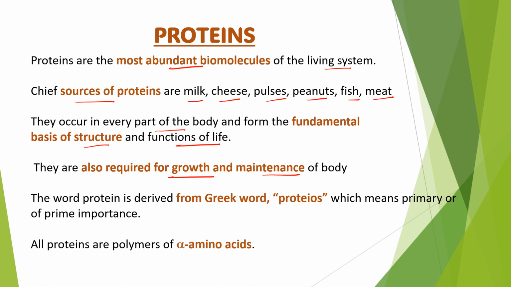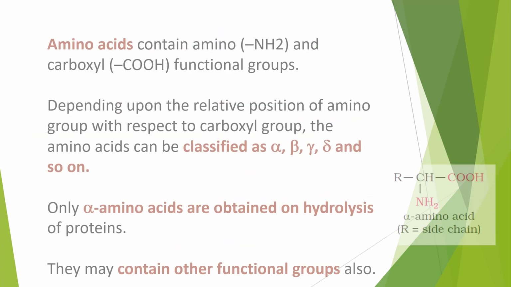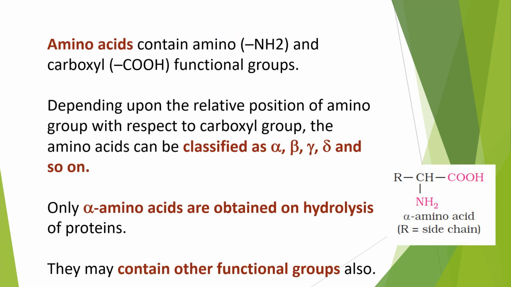The word protein is derived from Greek word proteos, which means primary or of prime importance. All proteins are polymers of alpha amino acids. Now next we will discuss alpha amino acids. So amino acids contain amino group and carboxylic functional groups.